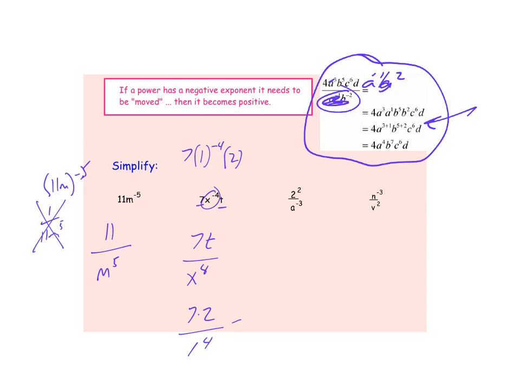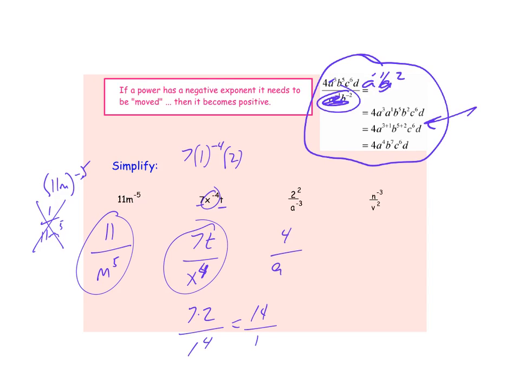And similarly, this would be 14 over 1 to the 4th, which is just 1. And it's not just because it's 1 that it works here. It would continue to be that case. And so this is 7t over x to the 4th. Sorry, that's a 4. Next one here, 2 squared is 4.